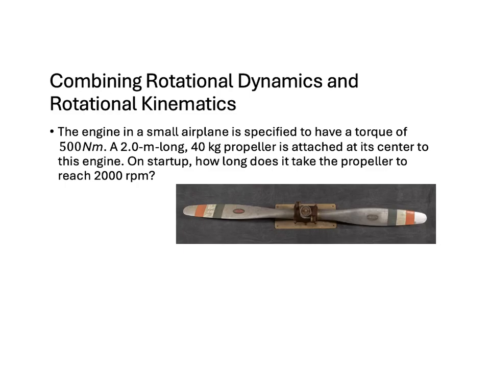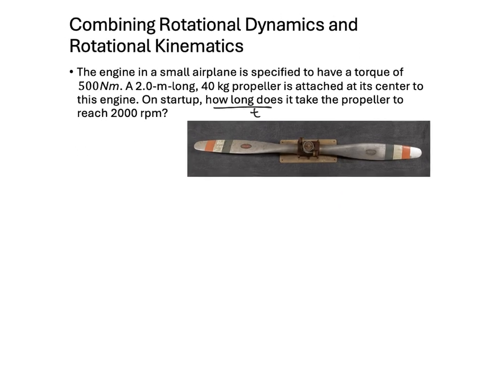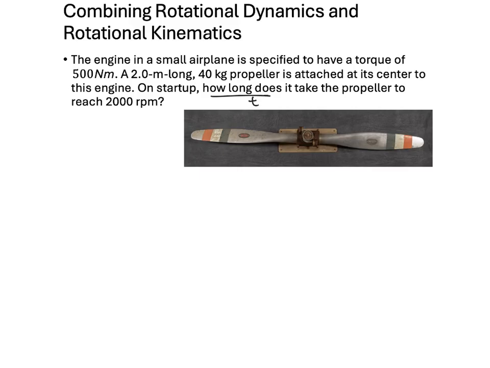For this problem, we're going to look at a case where we have the torque, and we are looking ultimately for the time it takes to reach a certain angular velocity. So there's two parts to this. Note that we are not given the angular acceleration, so we have to use the torque to find the angular acceleration. The torque is I alpha, where I is the moment of inertia.